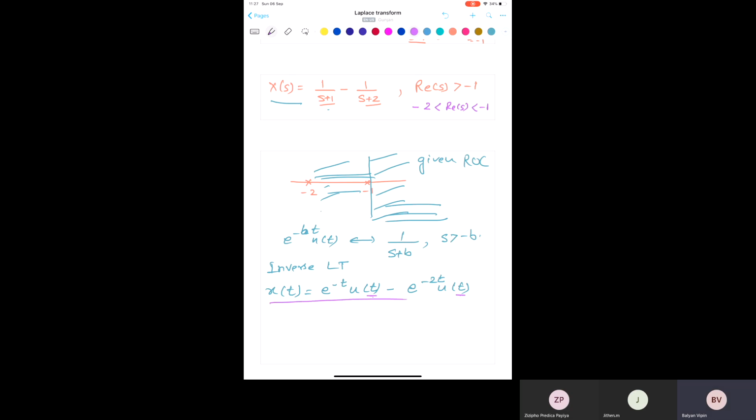Then this question will be written in a different way. You can see the region of convergence is between these two. Now for this pole, the region of convergence is on the right hand side, and for this one, the region of convergence is on the left hand side.